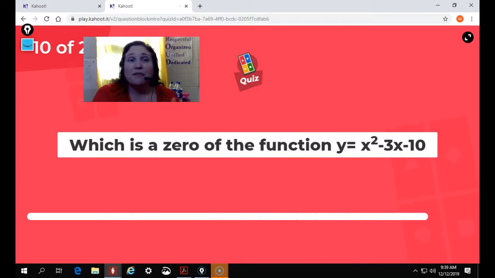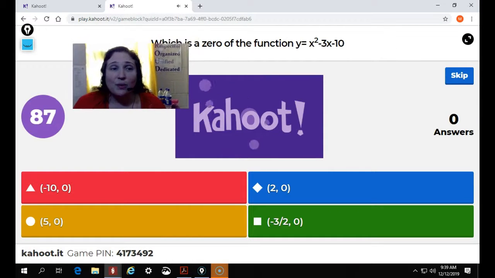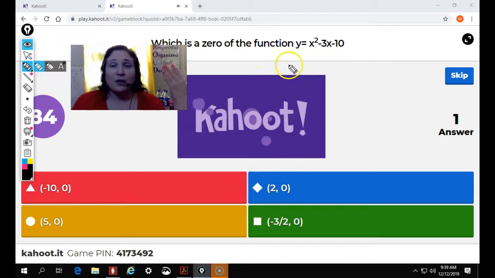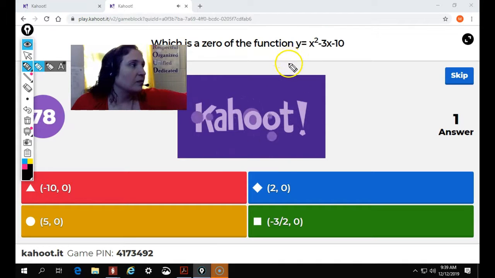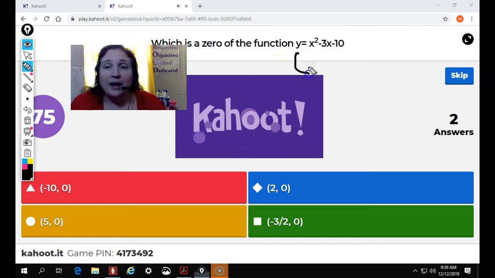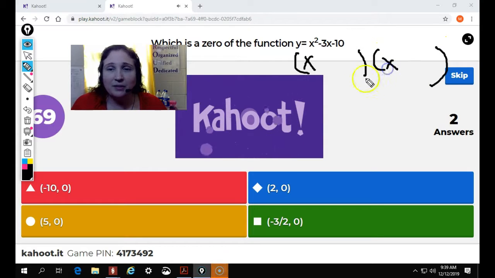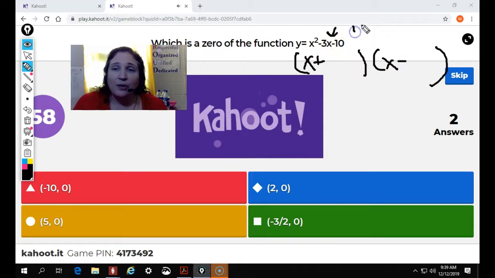Which is a 0 of the function? Okay? So again, we're going to factor. Some of your teachers taught you something called the area model. Honestly, I'm not very good at the area model. What I do is I have always done it just by doing kind of like reverse multiplying binomials. I know that there's an x squared, so because there's an x squared, I'm going to have x and x. I know that this sign is negative, so I know one of mine is going to be positive, one's going to be negative. I know the only way I can get 10 is 1 and 10 and 2 and 5. And I know I'm subtracting because of this, so I have to have negative 5 and positive 2.